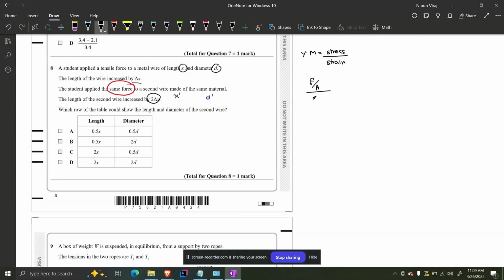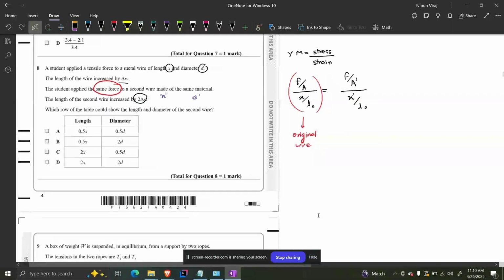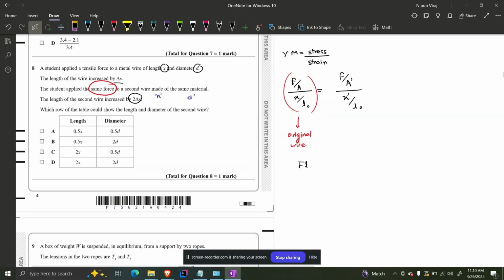Same force. Okay, so for both the wires, we can say force divided by area over extension divided by initial length equals... This is our original wire. In the new wire, they have also applied the same force. Let's say the area is a dash, the extension is x dash, and it's the same length as well. So we can build on this equation, right? So we can say f l naught divided by a x is equal to f l naught divided by x dash a dash. So here you can cancel.